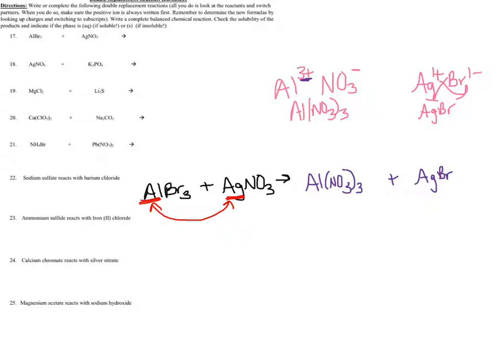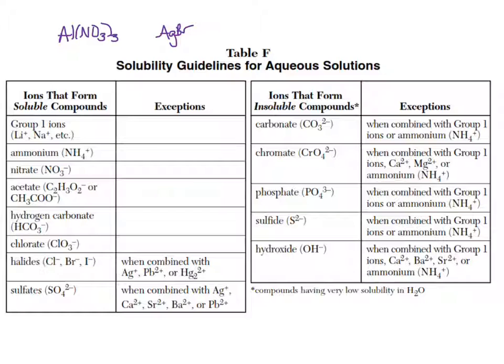So if I go to table F, it looks something like this. And I just put the products at the top to remind myself what I'm checking. Essentially, looking at table F, this first column tells me all ions that are always soluble, and anything that's listed as an exception would make it not soluble, meaning it would make it insoluble. And then if I look at the other side, all these ions listed here are typically insoluble, unless it's combined with one of these exceptions that would make it the opposite, that would make it soluble.